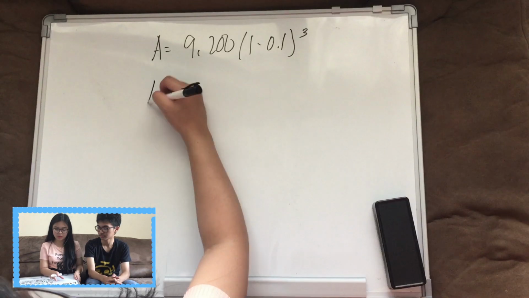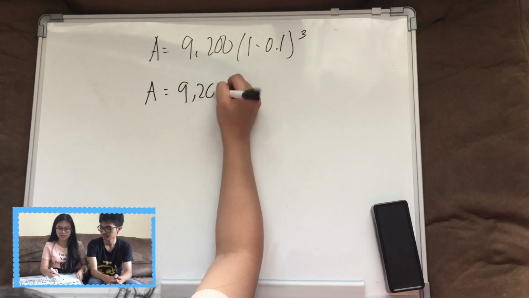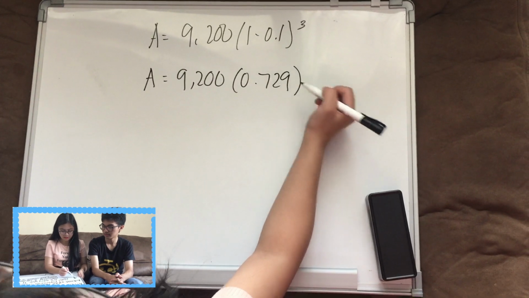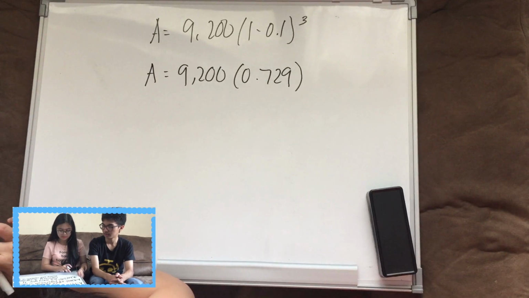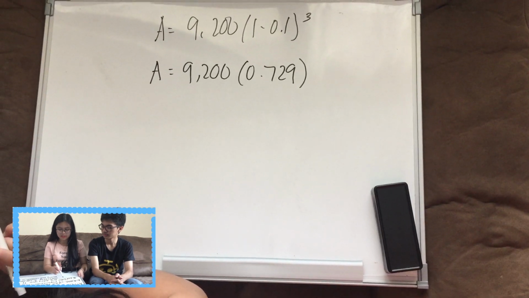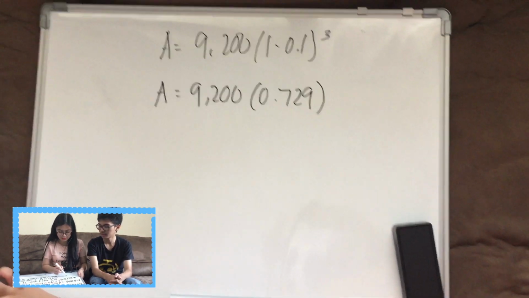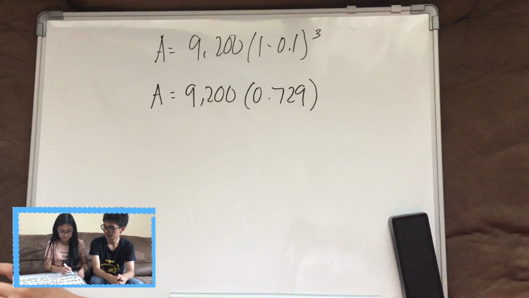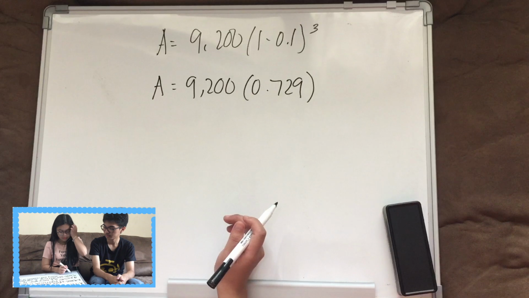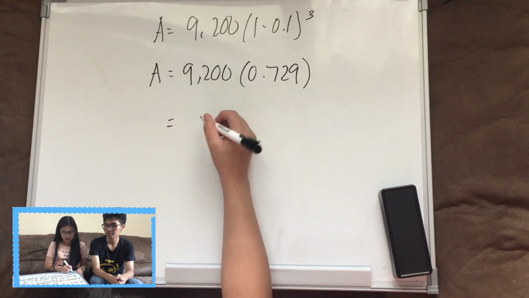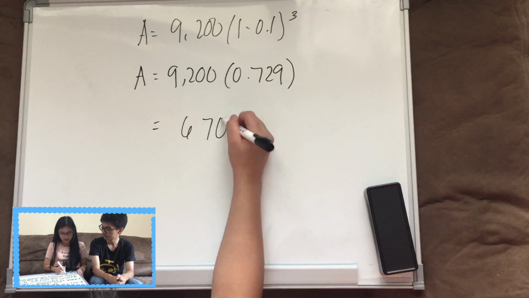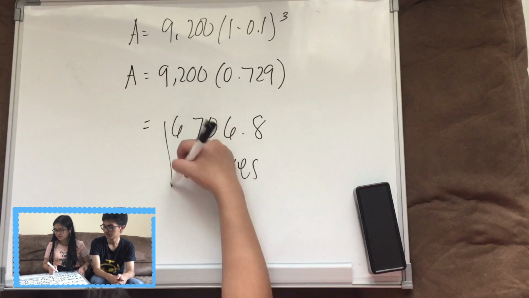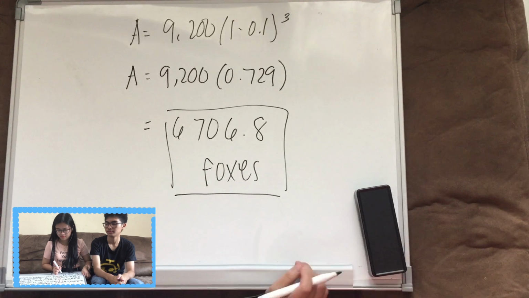First step is to solve the ones in the parentheses. So that's going to be 0.9 raised to 3. Then copy 9,200. After that, again the parentheses, 0.9 raised to 3 is going to be 0.729. Now, when you multiply those two together, the answer would be 6,706.8. And that's the final answer. Foxes.